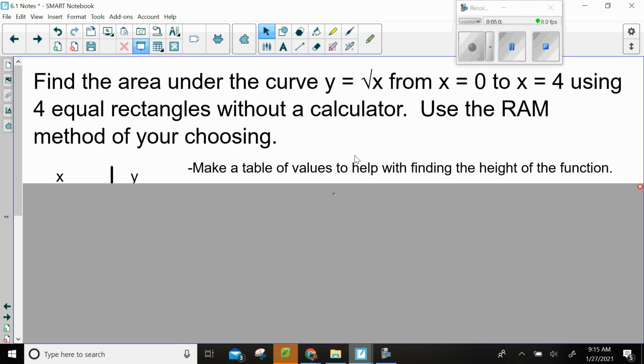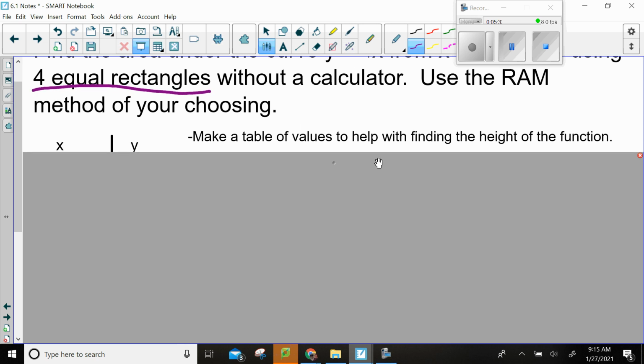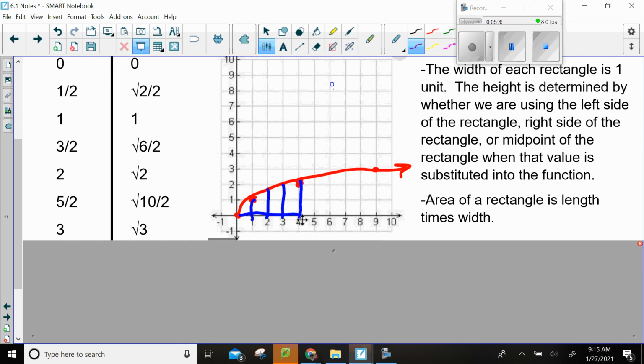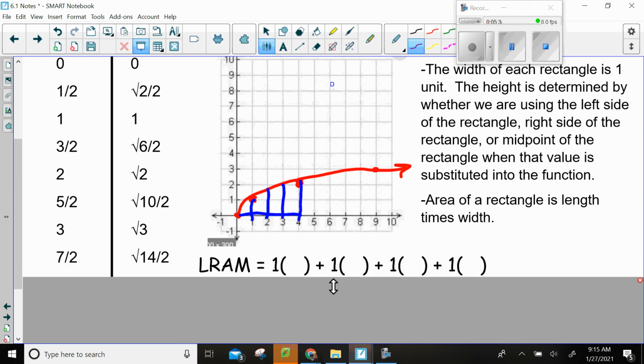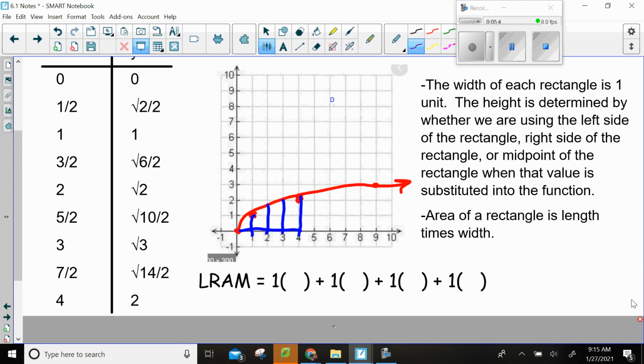So what I did was I made a table of values to help with finding the height of the function. Okay, so we are doing 4 equal rectangles here. So we can use left RAM or right RAM. And really, I would only need values at 0, 1, 2, 3, and 4. But if we're using MRAM, the midpoint, I would actually need more values. So I did the half values as well, simply because I didn't know which values we were going to use. So here is your square root function.